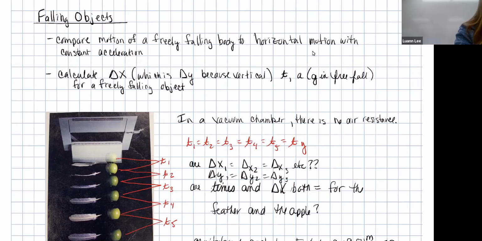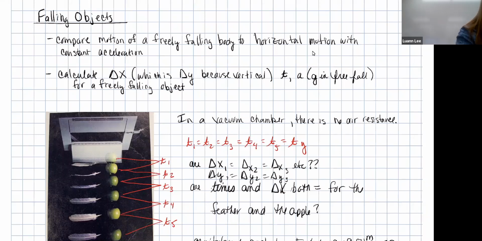You can compare the motion of a free falling object in a vertical direction directly with horizontal motion, with one exception. Acceleration in the vertical direction, if you're in the same place on the same planet, is always going to be constant. So what you'll be able to do is calculate delta x, which is now delta y because it's vertical, using t, or time, and a, which is really g when you're looking at free fall.